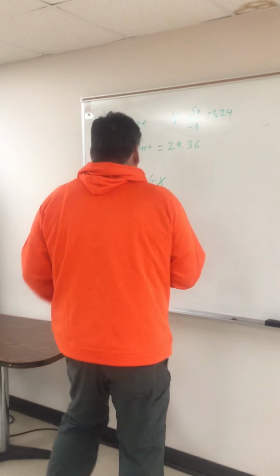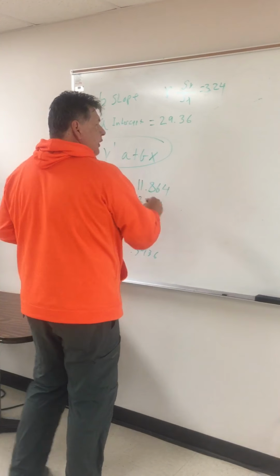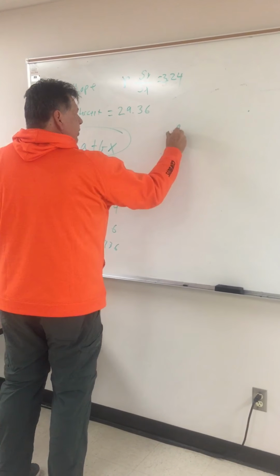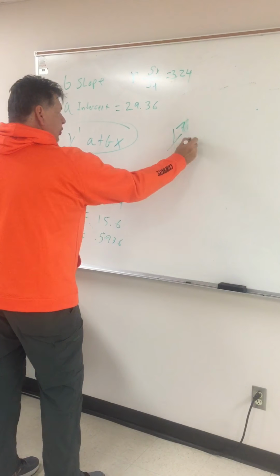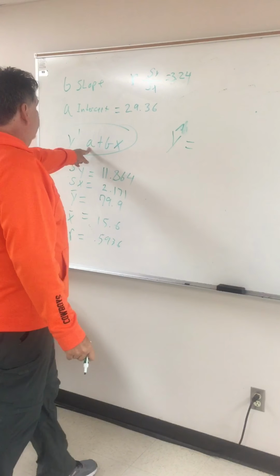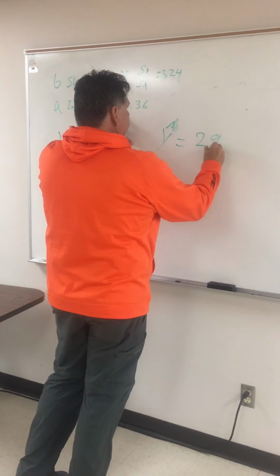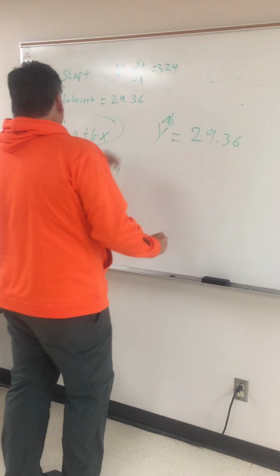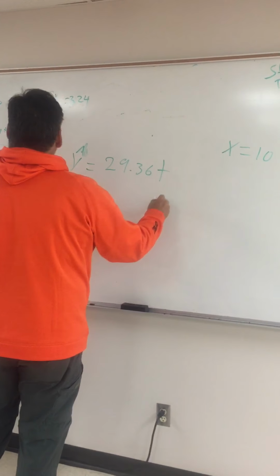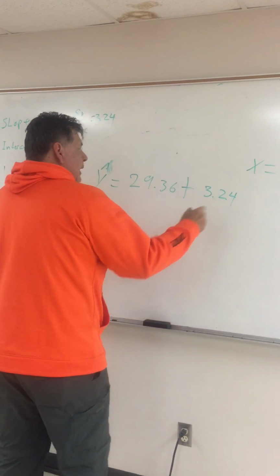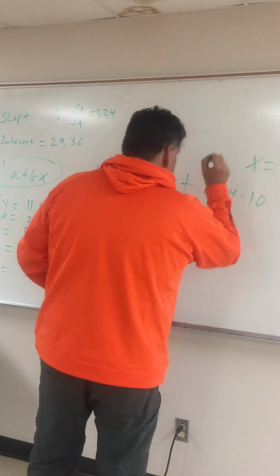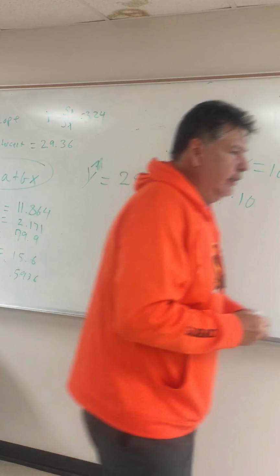I would use this particular formula right here in order to do that. So my predicted value of Y is going to be equal to my intercept, which is 29.36, plus my slope, which is 3.24, times 10. So let's do that and see what we get.